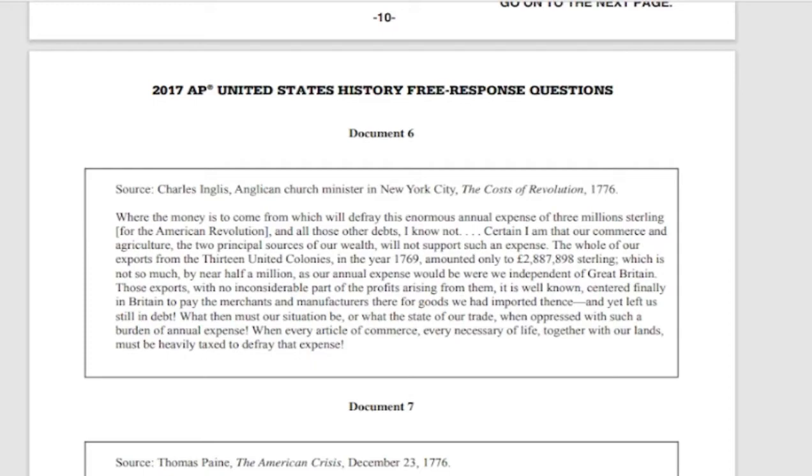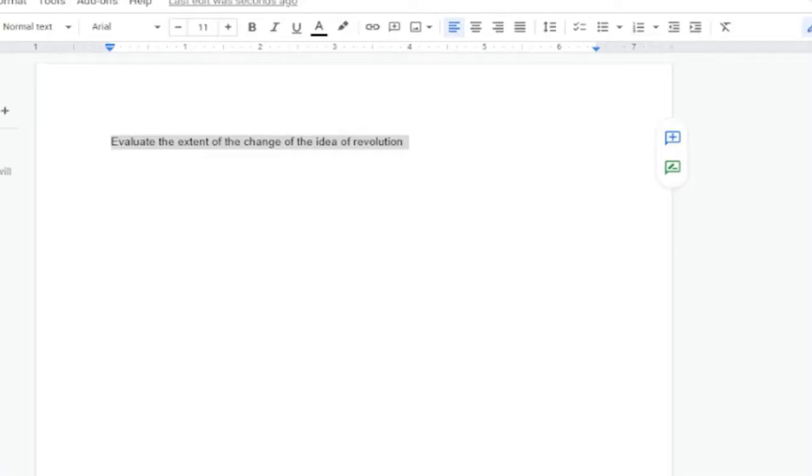So let me just really quick evaluate the extent of the change of the idea of revolution. Okay. I'm going to switch over to the Google Doc, and we'll figure out what we're going to do here. Swap over here. Right, there we go. Okay, so, evaluate the extent of the change of the idea about American independence. About America, not the revolution, but about American independence.